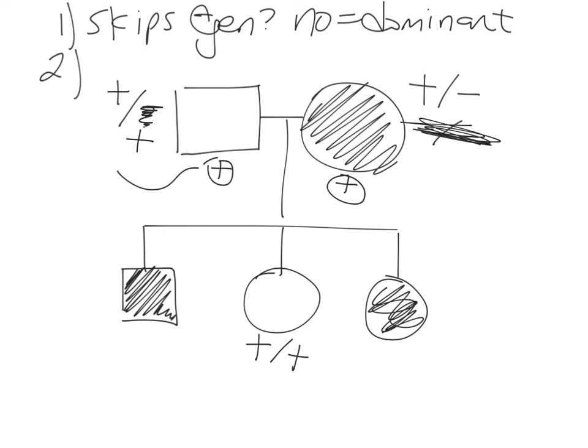So here we can figure out the genotypes of the kids then. They're both plus over minus. They have to be, they're affected. So they had to get a minus from mom, and they can only get a plus from dad.